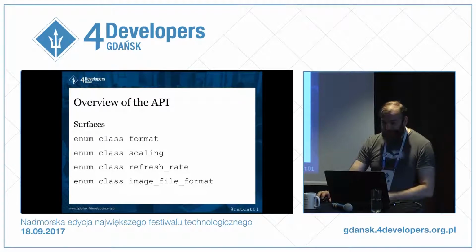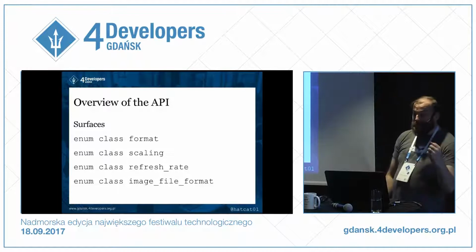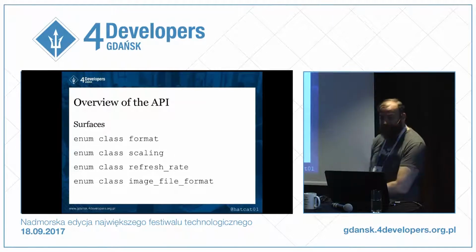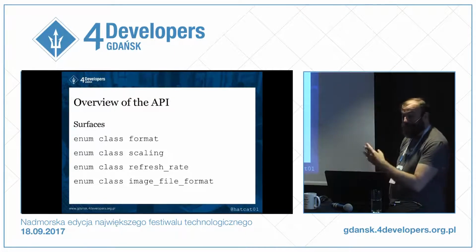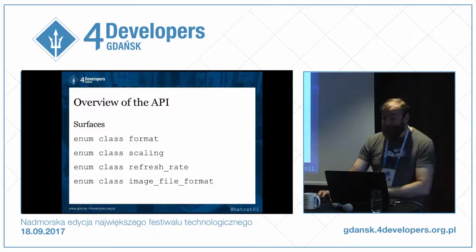We've got the format. So this is the pixel format that you were asking about. By default, we define ARGB32, RGB24, RGB16, 565, and RGB30. We're open to suggestions for more formats.